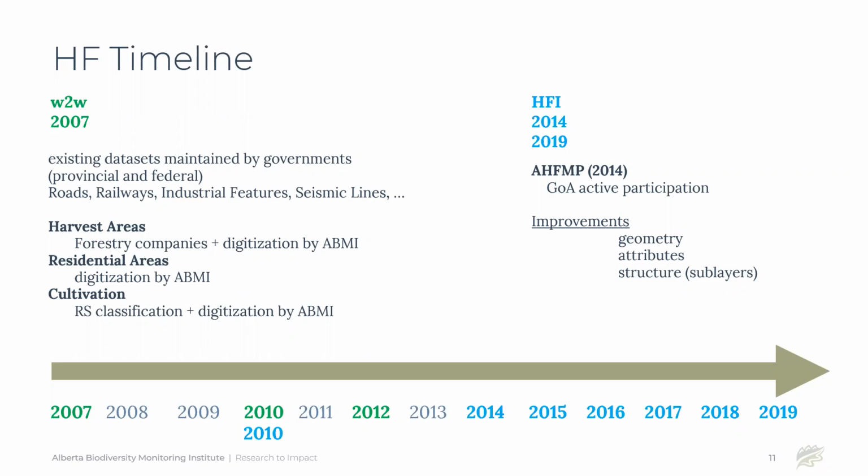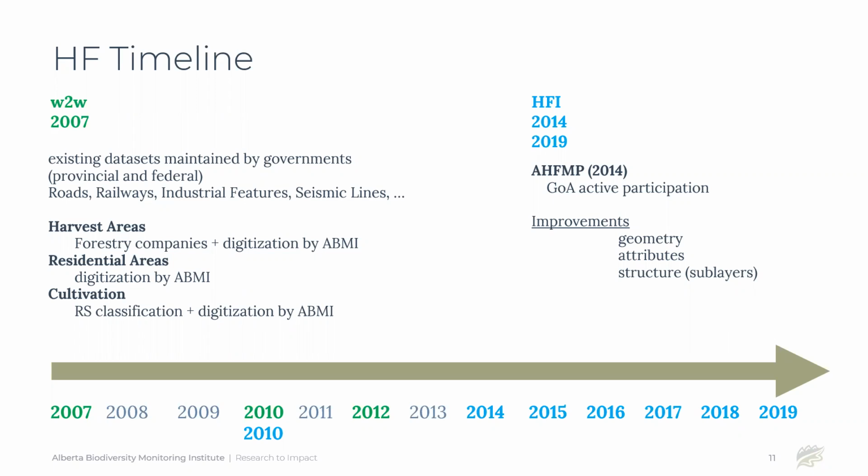Also with some private sector help, let's say the harvest areas, we've got access to some of those to forestry companies, plus again by digitization, quality control, and improved on whatever has been existing. So in 2007, ABMI released first data set called W2W, which means wall to wall, and that meant to be expressed that entire province, east, west, north, south is covered within that data set. And this data set was released later, updated and re-released 2010 and in 2012.